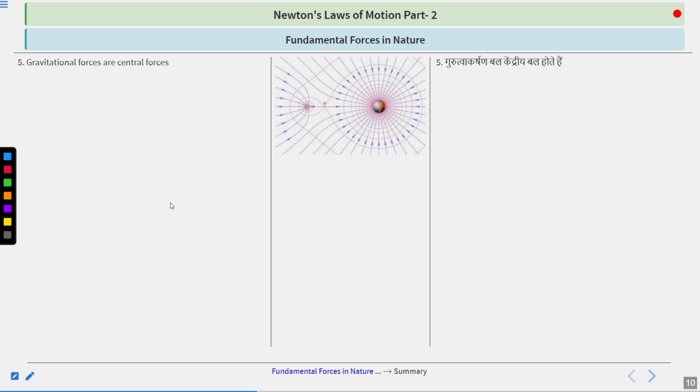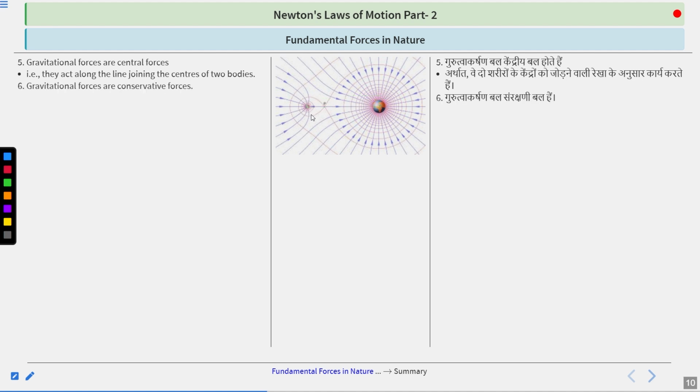Gravitational forces are central forces because they operate from the center of an object. Therefore, they act along the line joining the centers of the two bodies. Like here, in the earth, at the center we have the core. So the core of the earth applies the attraction force on the moon. Similarly, the center of the moon applies a force on the earth.